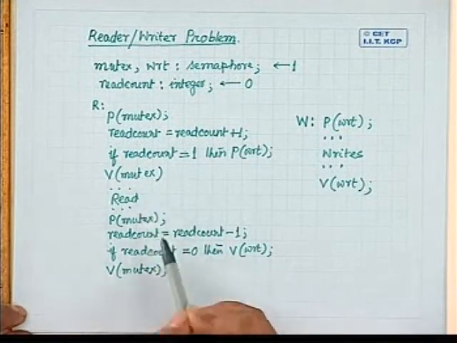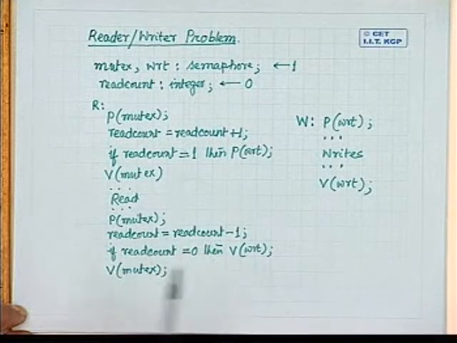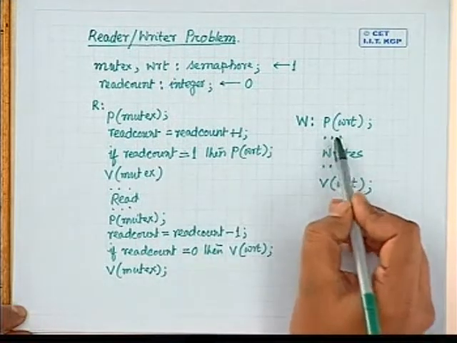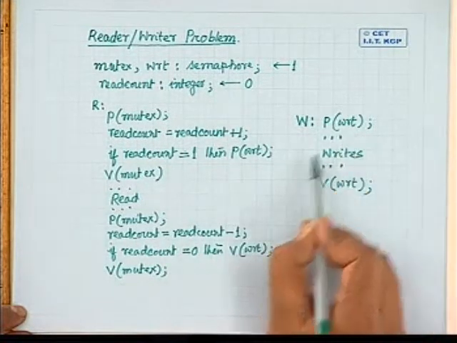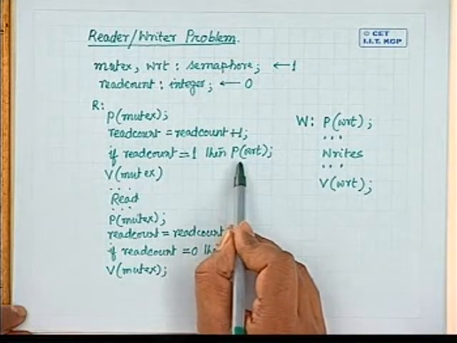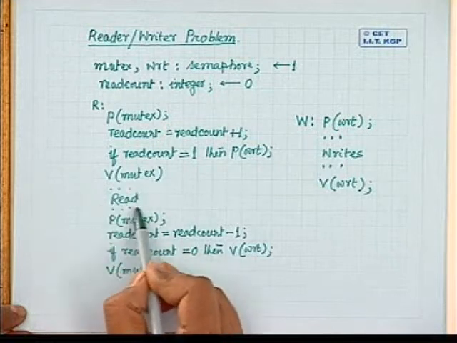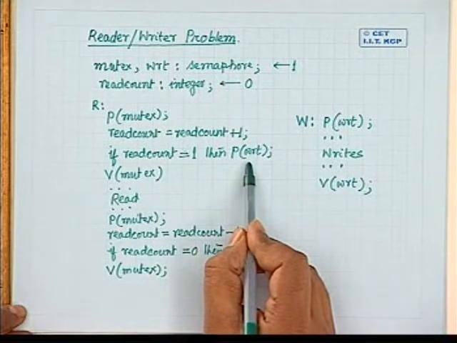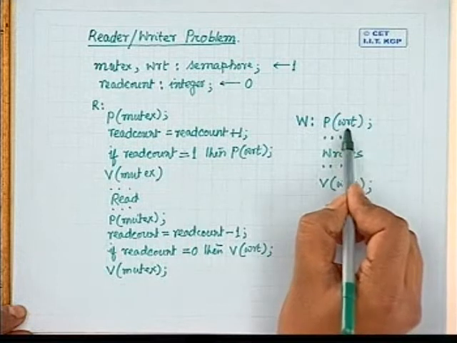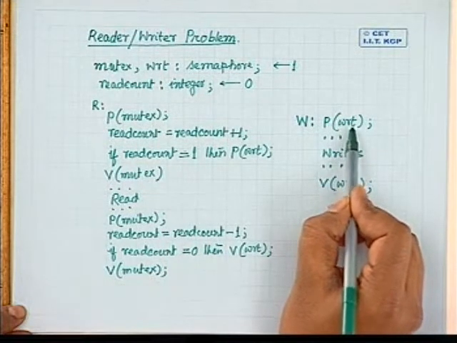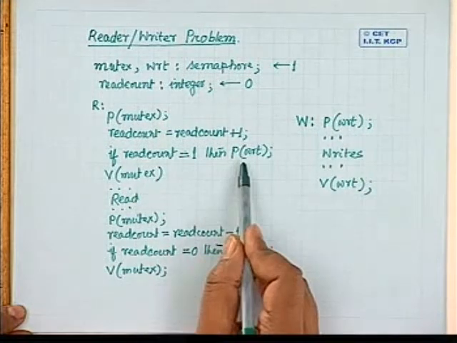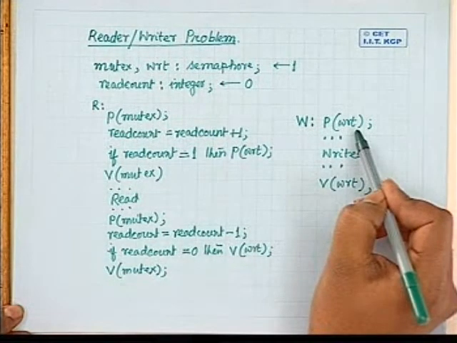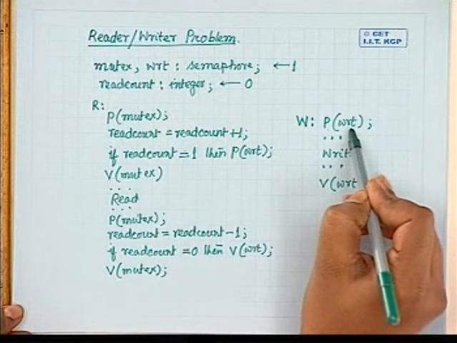Okay, now what happens if at this point any writer process wants to access the file? So the code for the writer process is like this. The writer process will perform p-write operation. Here you find that the first reader process who has entered this critical region has performed a p-write operation. So the writer process, which also first performs p-write operation, won't be able to execute p-write successfully because the corresponding v-write has not been executed yet. So the writer process will be locked on this p-write operation.